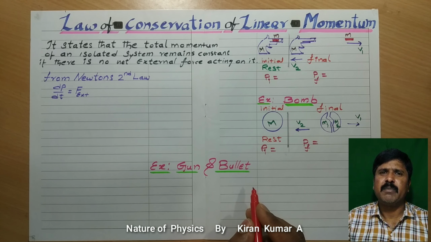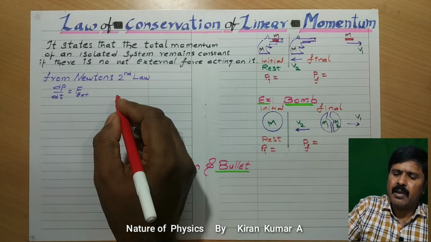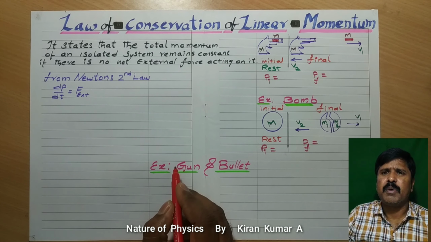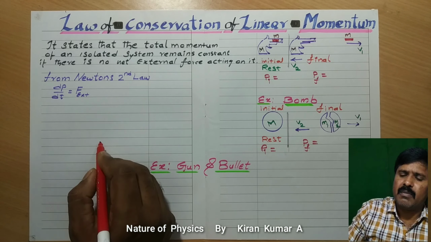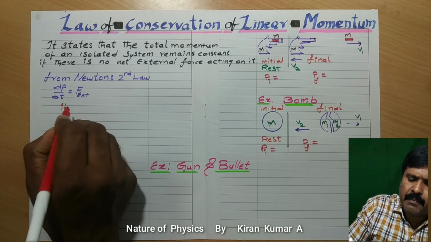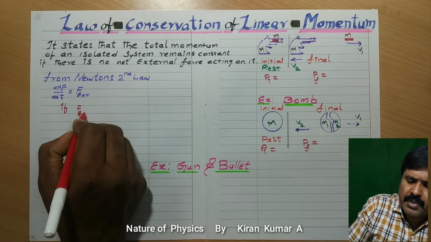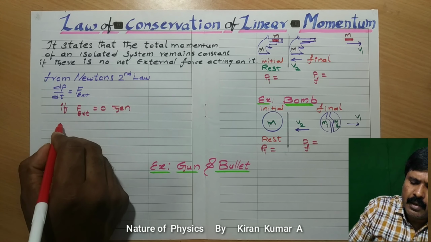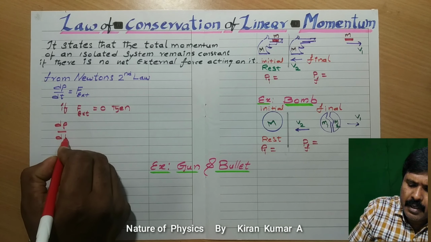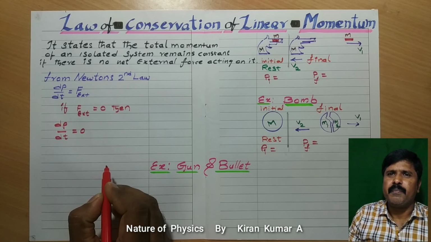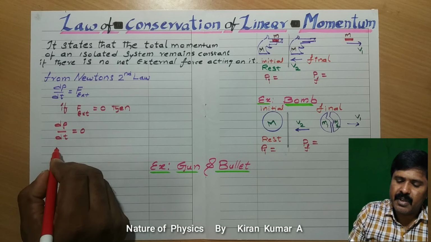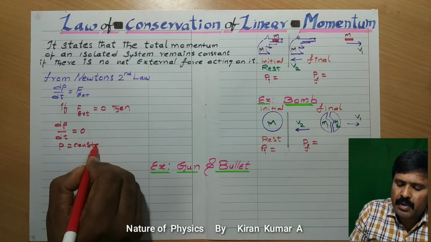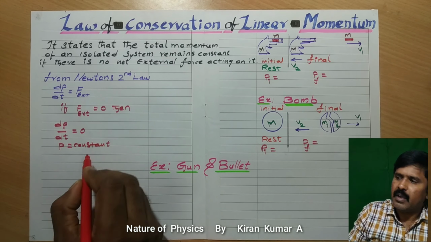So I am going to explain the derivation from Newton's second law. From Newton's second law, dp by dt is equal to F external force. The rate of change of momentum of the body is directly proportional to the external force. Here the condition is, if F external force is equal to 0, students, then dp divided by dt is equal to 0. Now the differentiation of a constant is equal to 0, students. So p is equal to what, students? Constant.